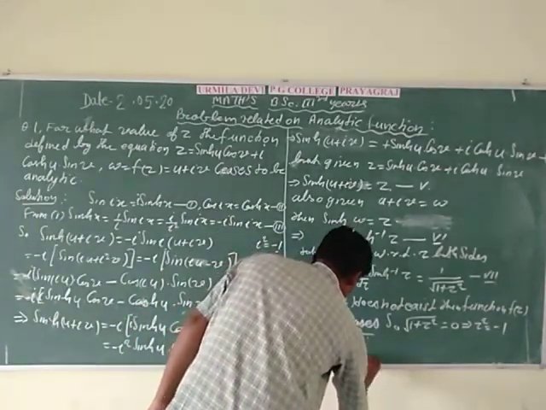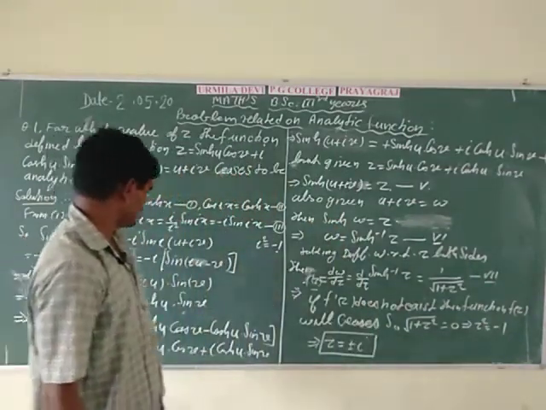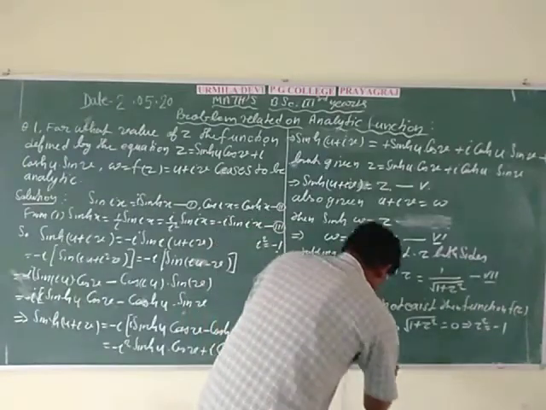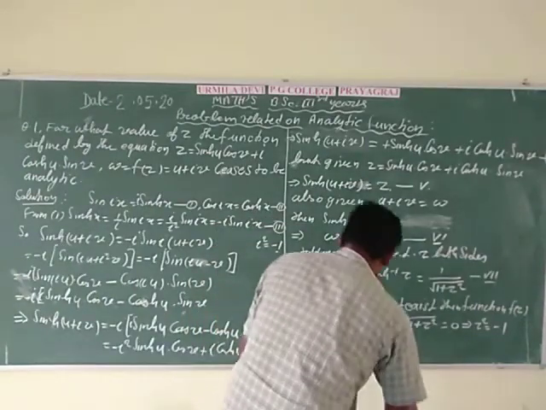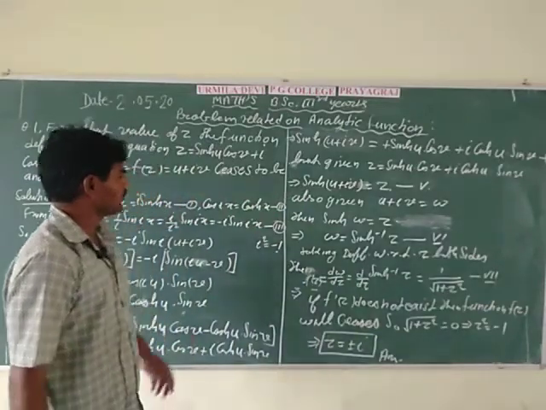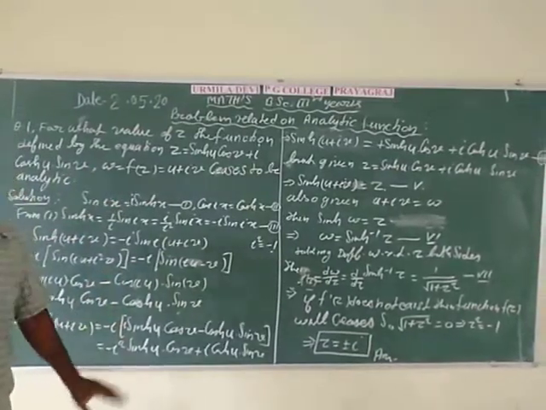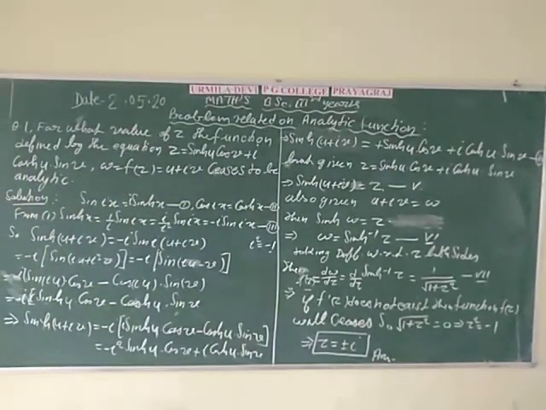For this value of z, given function f z is Cz. Therefore, it is the answer of the given question. You can write for z is equal to plus minus i, given function f z is Cz. So this is the complete solution of the given question. Consider the next question.